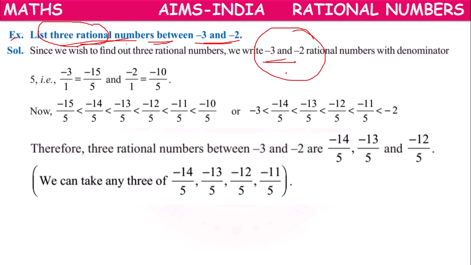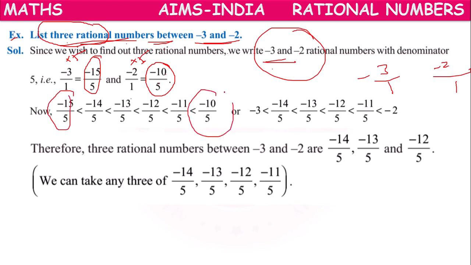Minus 3 can be written as minus 3 by 1 because minus 3 is an integer. As a rational number, it can be written as minus 3 by 1. Minus 2 also can be written as minus 2 by 1. So minus 3 by 1, by multiplying with 5, is minus 15 by 5. Minus 2 by 1, by multiplying with 5, is minus 10 by 5. So minus 15 by 5 and minus 10 by 5.